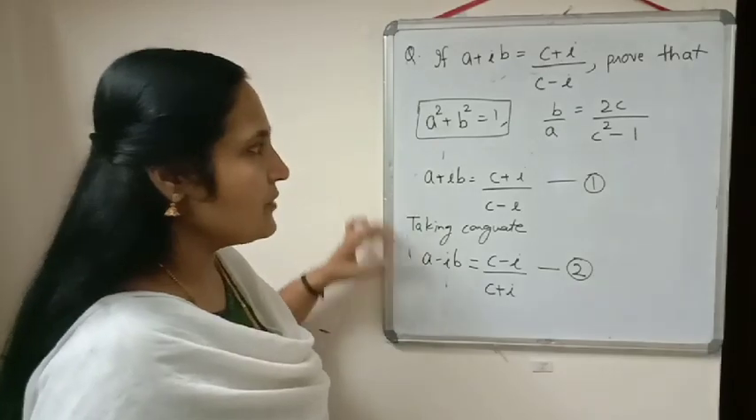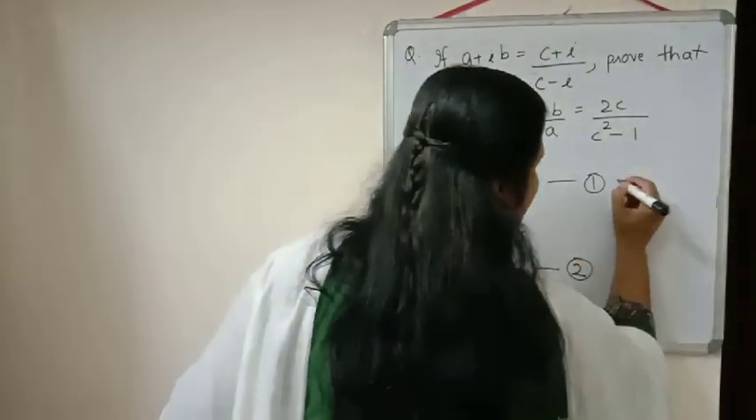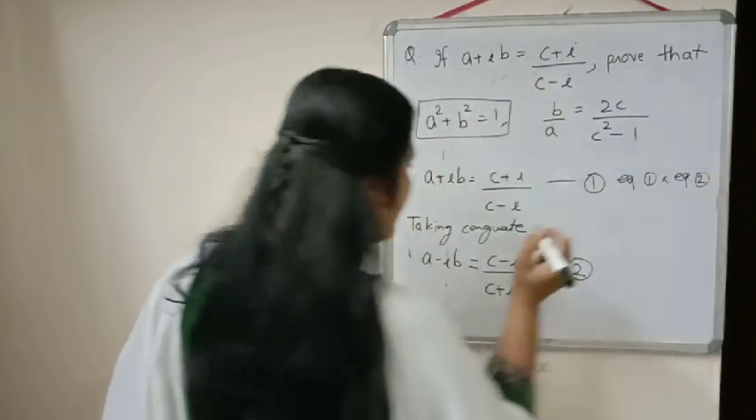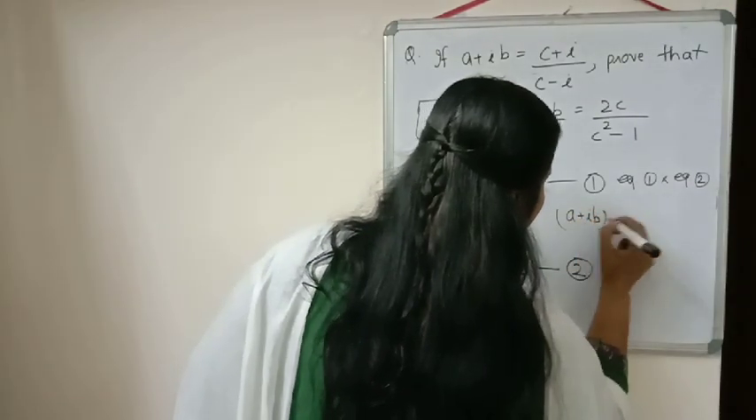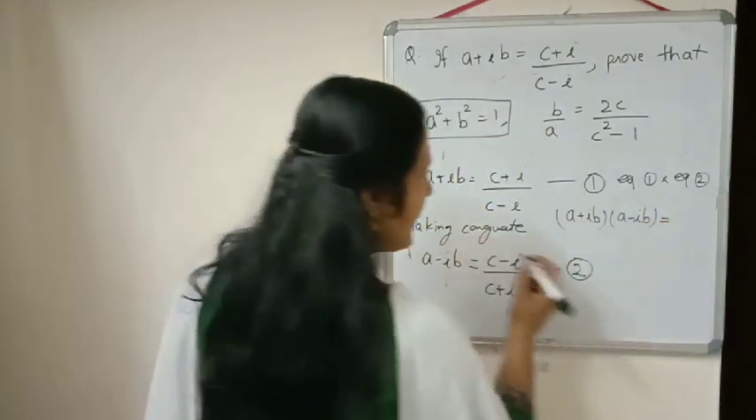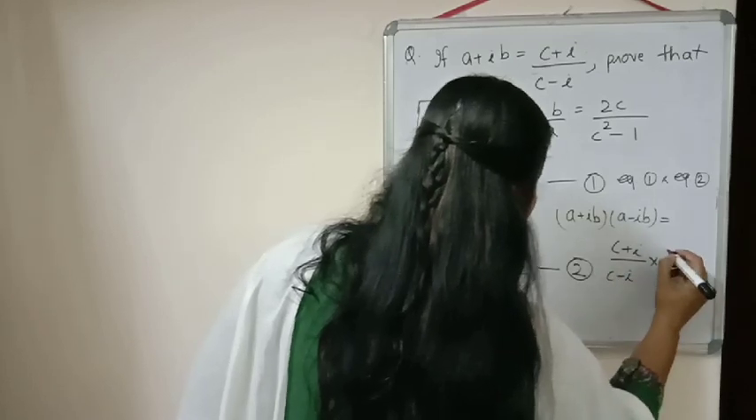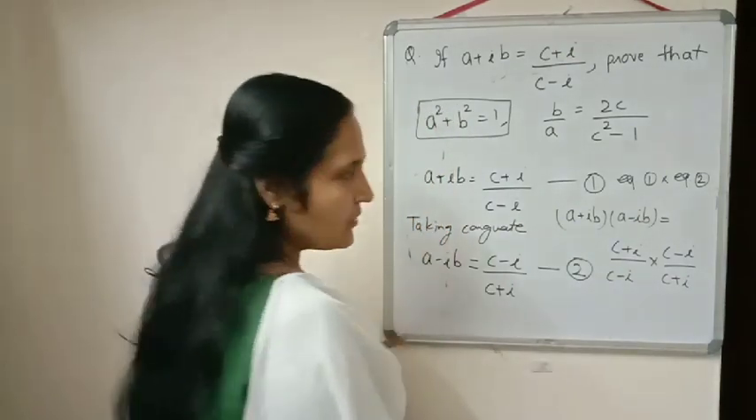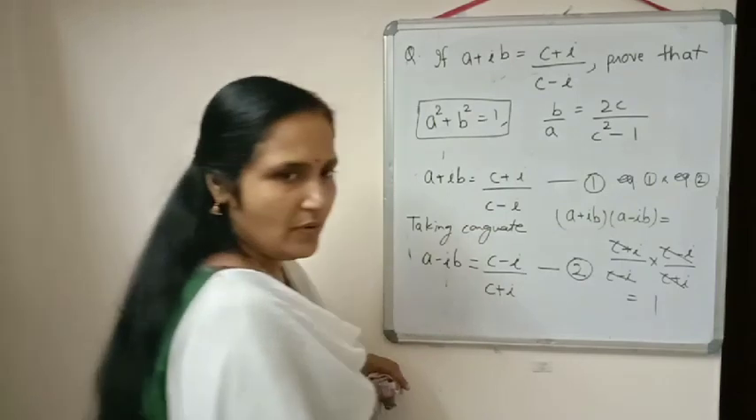After that what will we do? We'll multiply equation 1 and 2. So just write down there, equation 1 into equation 2. If we multiply, our left hand side will come in the form (a plus ib) into (a minus ib), equal to the right hand side, (c plus i) by (c minus i) into (c minus i) by (c plus i). You can check here, on the right hand side all things will get cancelled. We will get 1.